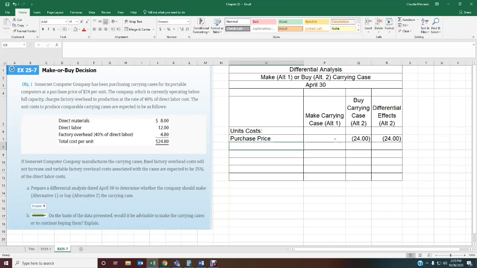Now, if you make it, you're going to have some components to it. You're going to have your direct materials. If you make the case, how much are you going to spend in materials? Well, I'm going to spend $8. It's right there, and I'm putting it in as a minus because I'm spending. These are costs. Because you are making it, the buy will be 0, and then we can compare. Now, we're also going to have direct labor. If you make the case, you're going to have to spend on labor, and according to the problem, you'll spend $12 on labor.